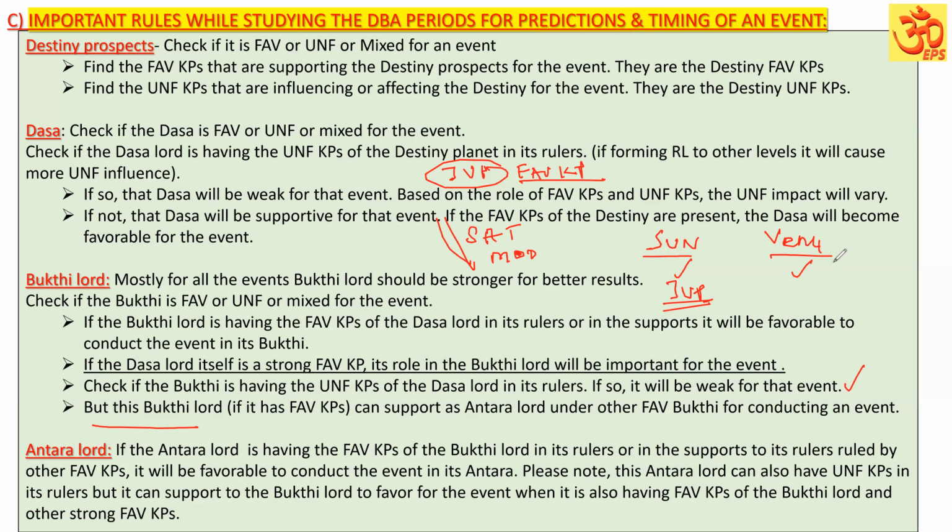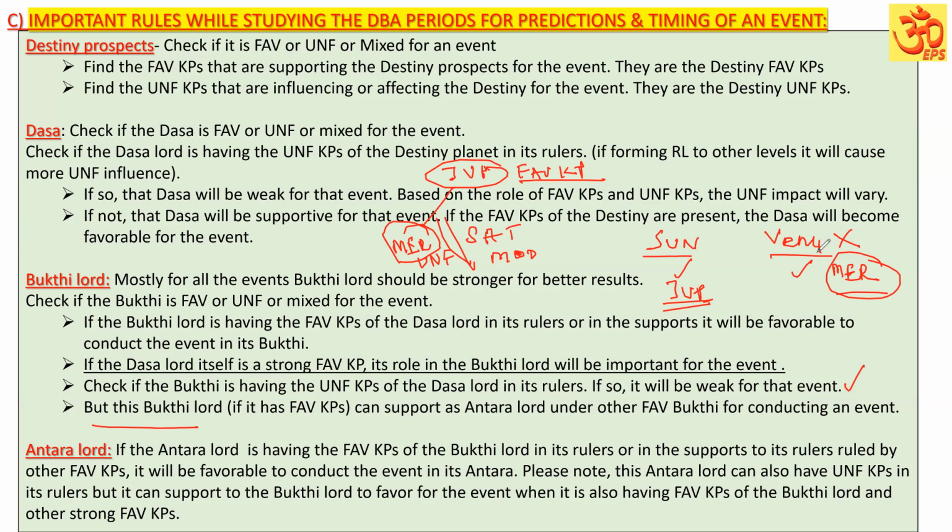One Buddhi Lord, for example, Venus is the Buddhi Lord. Suppose Jupiter, the Dasa Lord, is having one unfavorable key planet, say Mercury, in its ruler. It has some unfavorable signification, which is weakening Jupiter. Suppose that Venus has the unfavorable key planet Mercury in its ruler, then that Buddhi Lord, Venus, will not be strong enough under the Jupiter Dasa, right?